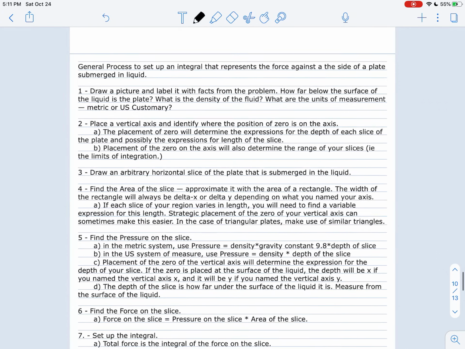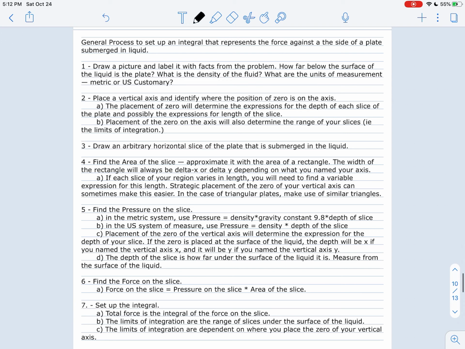All right, so the general process that we are going to take in order to set up the force against the side of a vertical plate submerged in water is we're going to first draw a picture and label it with the facts that we have from our problem. How far below the surface of the liquid is the plate? What is the density of the fluid? What are the units of measurement? Is it in US or is it in the metric system? We're also going to want to place a vertical axis to identify where the position of 0 is on that axis. And you'll also want to name that axis X or Y.